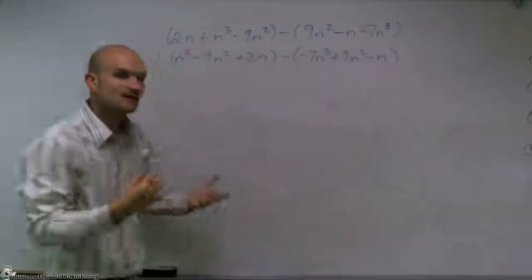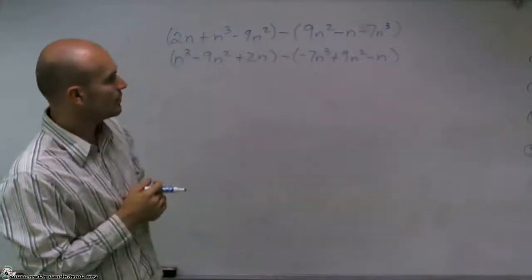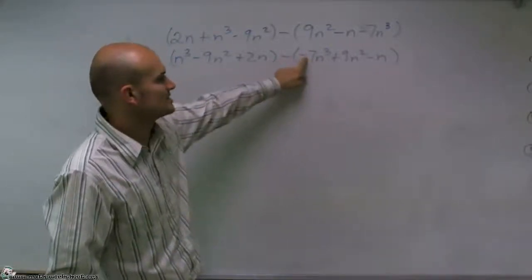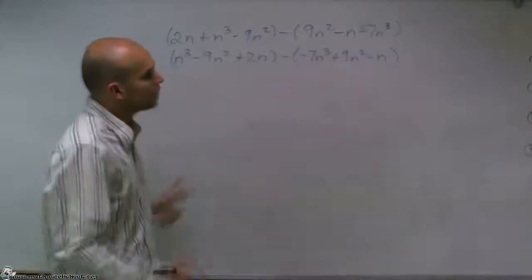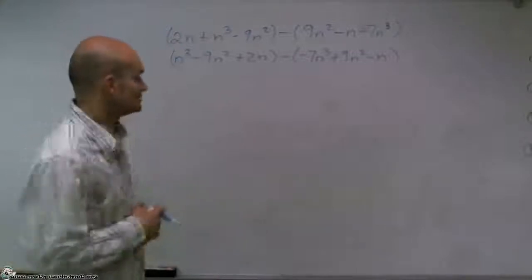All right. Now there's a couple of different ways we can subtract. One way is to distribute the negative sign, because remember, I'm not subtracting just a negative 7n cubed. I'm subtracting all 3 of these terms. Or what we can simply do is set them up vertically. And actually, I'm going to show you both methods in here.